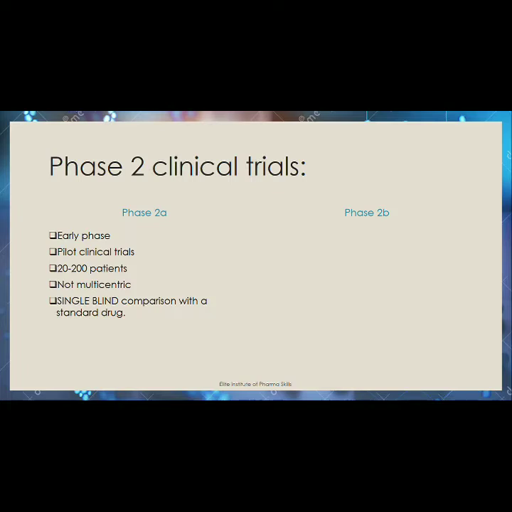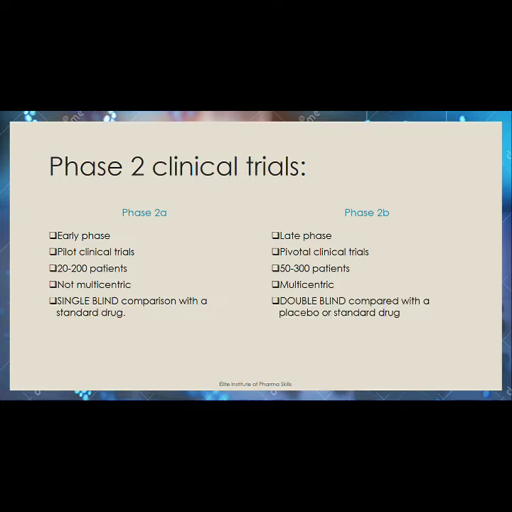Whereas phase 2B is the late phase, pivotal clinical trials. Pivotal means a fixed dose required to produce therapeutic effect. It involves 50 to 300 patients or subjects, is multicentric, and double blind, compared with a placebo or standard drug. Placebo is a dummy pill or a drug with no active pharmaceutical ingredient, API.